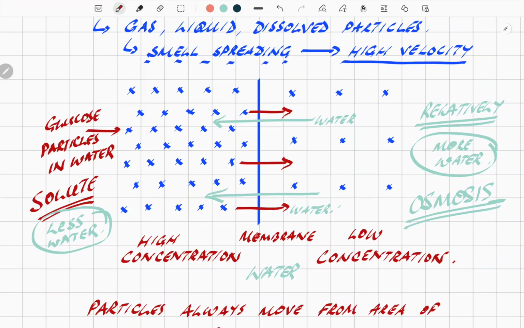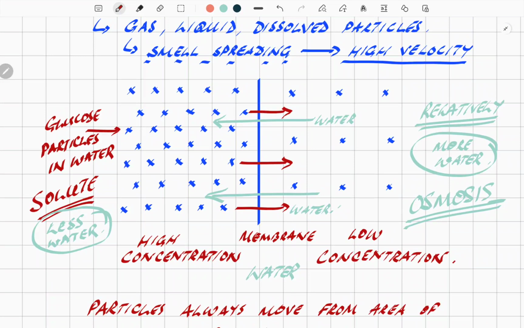Remember, diffusion is the movement of a substance from an area of high concentration to an area of low concentration. Yeah? The water is obeying that rule. It's moving from where there is more water to where there is less water. So it's obeying the rules of diffusion.